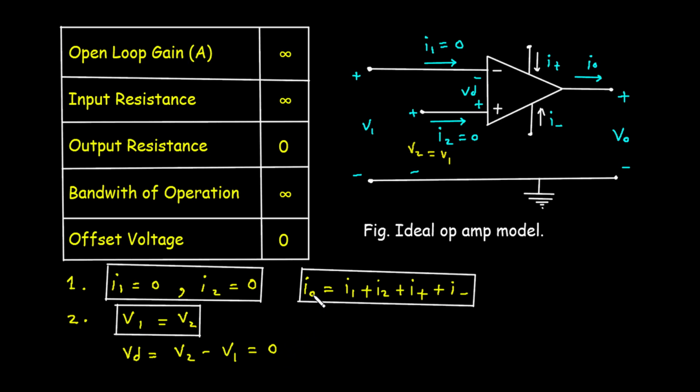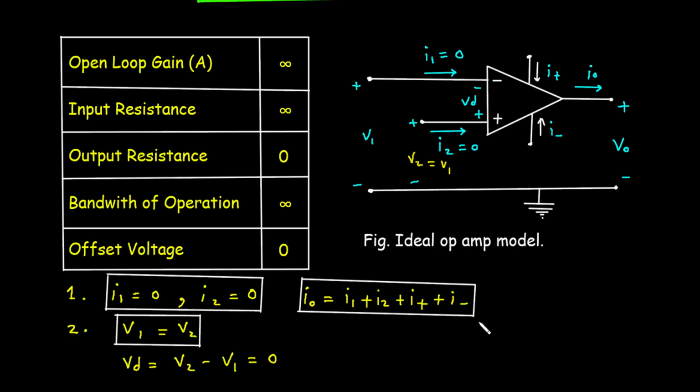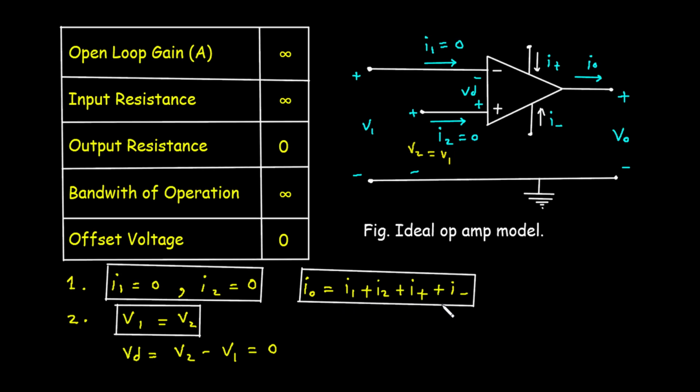Output current. The output current, Io, of an ideal op-amp is the sum of all currents leaving the op-amp. For an ideal op-amp, since I1 equals 0 and I2 equals 0, the output current, Io, is the sum of the other currents.